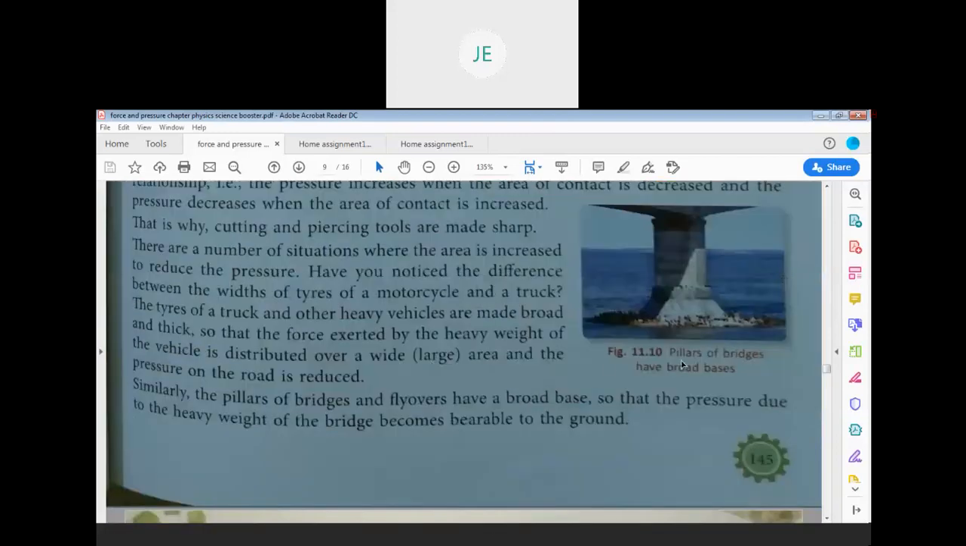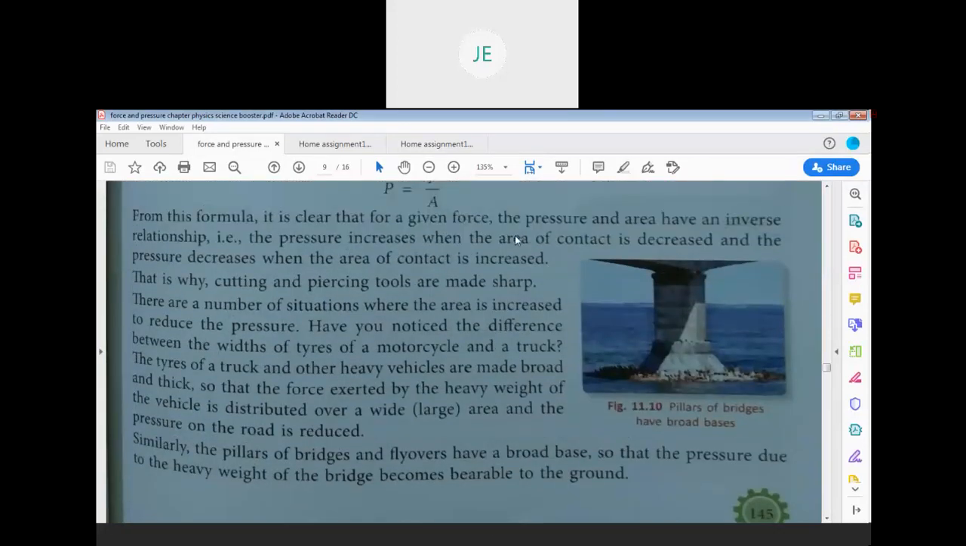We have already discussed this. Pressure is equal to force per area. Do you know why pillars of bridges have broad bases? Yes, sir. To decrease the pressure. If the area is increased, the pressure will be decreased. Yes, very good. If the area is broad, then pressure will be small. So that is why they maintain these pillars of bridges with broad areas.